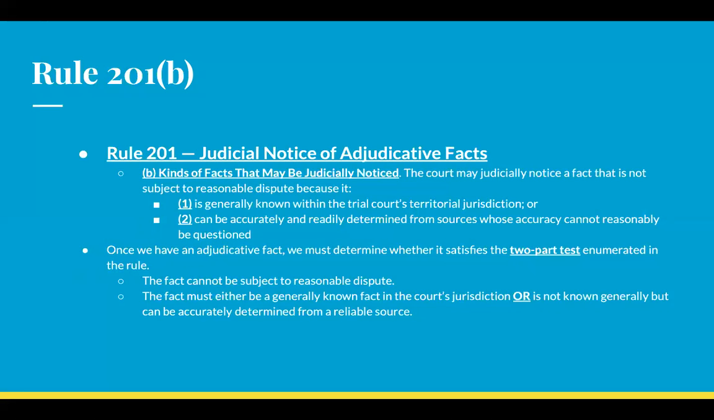The second category is where the fact can be accurately and readily determined from sources whose accuracy cannot reasonably be questioned. This would be something that is not readily known to the court's territorial jurisdiction, like before, but can be reasonably ascertained. So if a case needed to determine, say, the general incubation period for coronavirus, the court could look to sources such as the CDC to determine that the general incubation period is 2 to 14 days. Next slide, please.